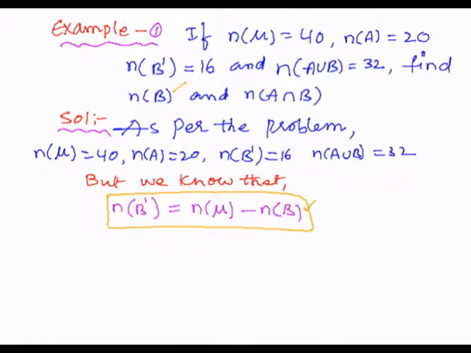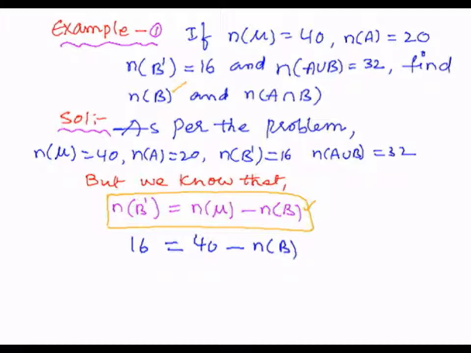So here N of B dash value is given as 16. So N of B dash must be replaced by the value 16, then that equals N of mu. So N of mu, the universal set, is given as 40, minus N of B, which is unknown and is to be found. So here N of B must be written as it is.